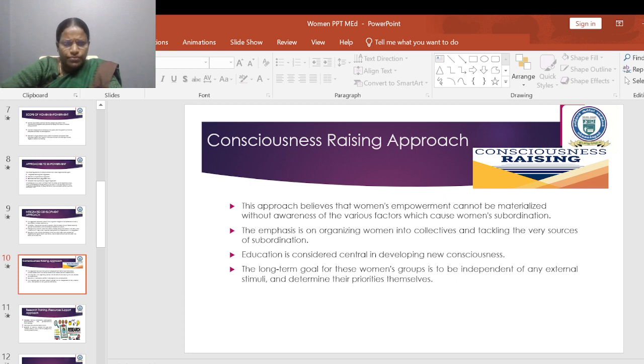Consciousness raising approach. This approach believes that women's empowerment can't be achieved without awareness of the various factors which cause women's subordination. The emphasis is on organizing women into collectives and tackling the very sources of subordination. Education is considered central in developing new consciousness. The long-term goal for these women's groups is to be independent of any external stimuli and determine their priorities themselves.